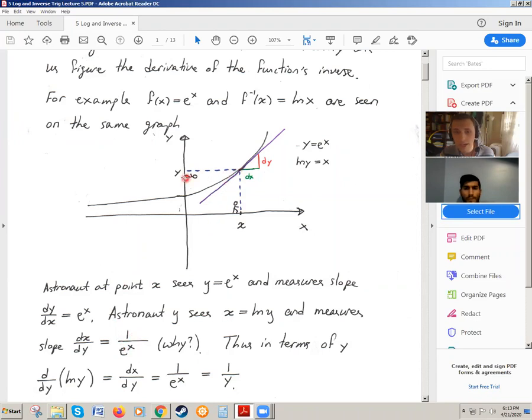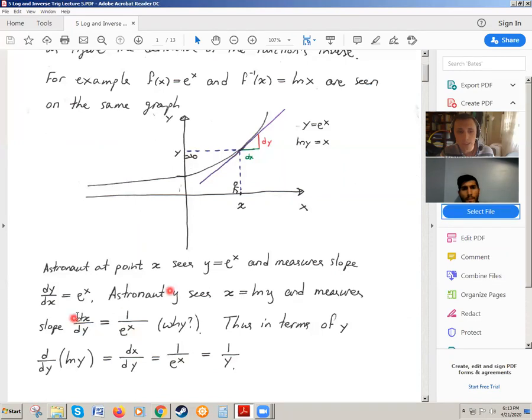Why is it 1 divided by it? Because you see, slope is vertical over horizontal, but they don't agree on what's vertical and what's horizontal, right? So for the astronaut on the y-axis, the vertical is dx and the horizontal is dy. So he would say the slope is dx over dy, which is the reciprocal of the slope calculated by the astronaut on the x-axis. So the derivative of logarithm of y is 1 over e to the x. Do you understand that? You just borrowed the calculation made by the astronaut on the x-axis and wrote 1 divided by it.